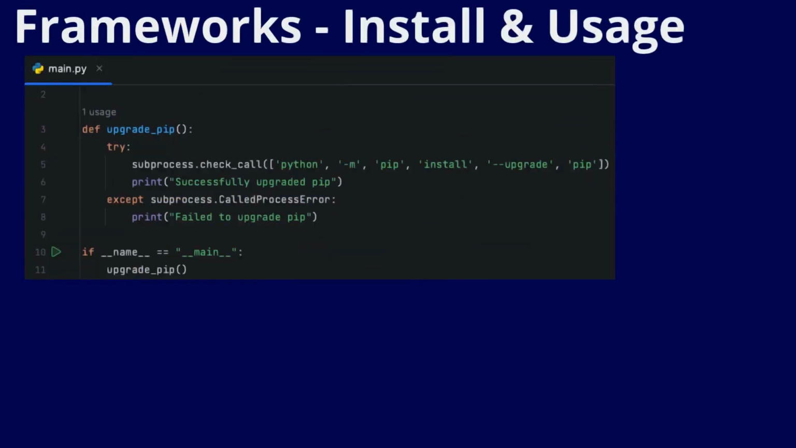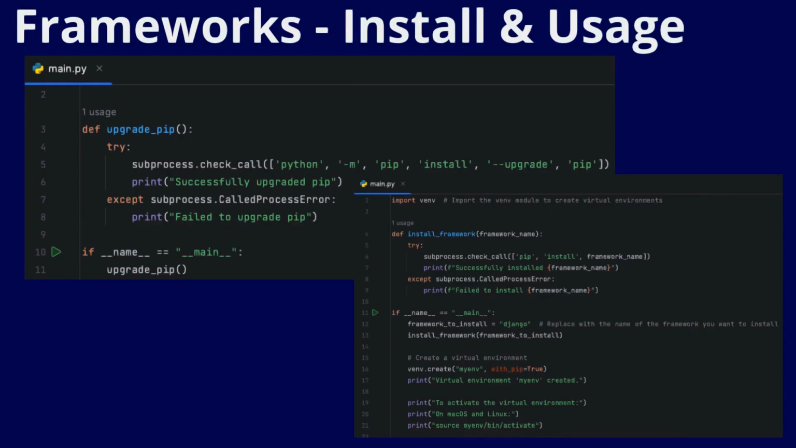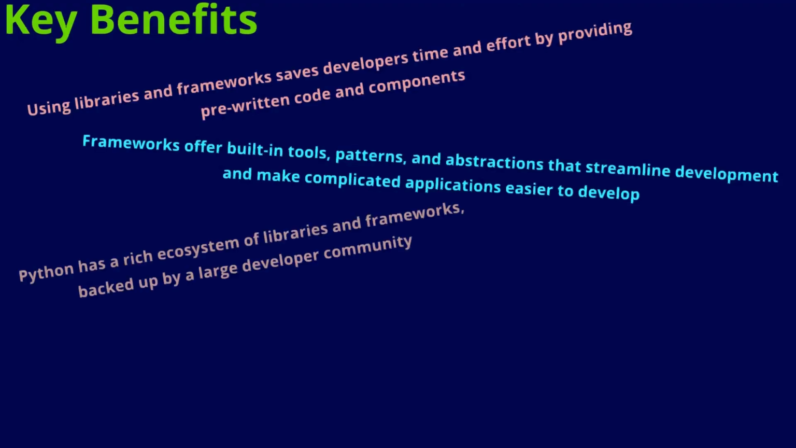Installation and usage. Frameworks can also be installed via pip, just like libraries. Flask, for instance, can be installed using pip install Flask. After installation, you can start building applications by following the framework's documentation and utilizing its benefits and conventions. To summarize, here are the key benefits.